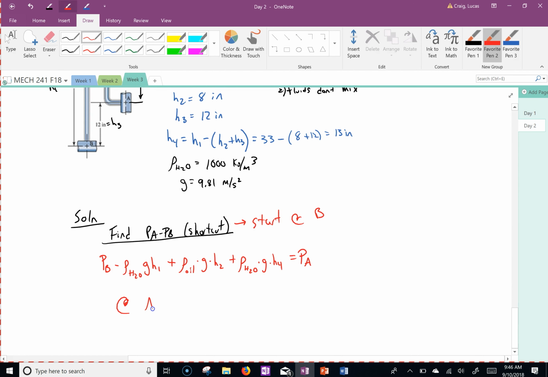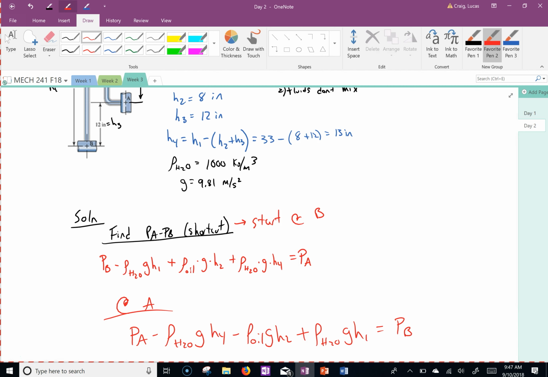So if you started at A, you would get exactly what you said: PA minus rho of water G H4, minus rho of oil G H2, plus rho of H2O G H1, and you set it equal to PB. Why did I want to start here, though? Because what are we looking for? A minus B. That's easier, moving this over there than rearranging this. It's up to you, it doesn't really matter. I guess we could have moved all of this over here and then brought that over, right?